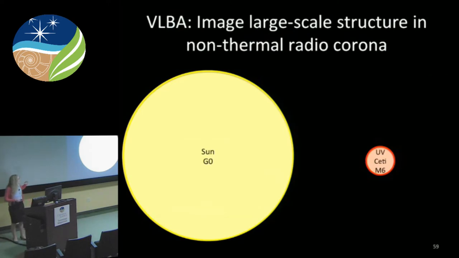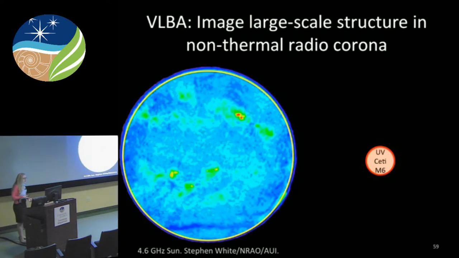Now, why did I combine with this VLBA data? The motivation was to look for large-scale structure in the corona of the star during flares. Now, here's the radio emission from the sun, and the yellow line is the photosphere. This is the quiet sun, but in general, the radio emission from the sun at gigahertz frequencies is nearly the size of the photosphere, just a little larger.